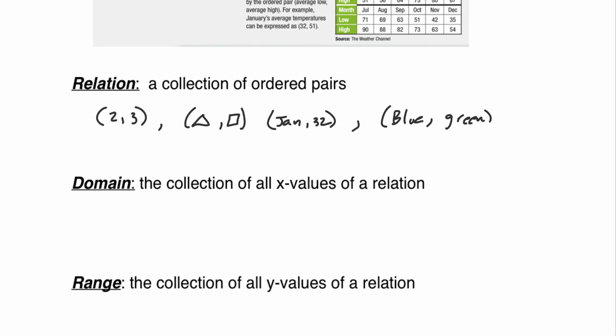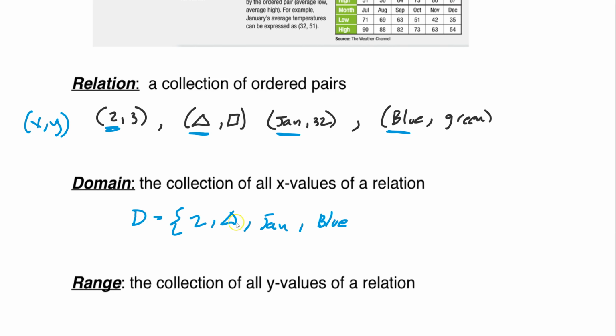Now the domain of the relation is just the x values of the relation. So here's my ordered pair, right? We generally consider it like an x and a y, and all the x values are the domain. So my domain here uses a little curly bracket, the collection: 2, triangle, January, and blue. That'll be my domain. I like to put an x there so I know it's the x values. The curly bracket just means it's like a list. So you're saying, hey, the domain is these items here, whereas parentheses say it's a relation, or this number to that number type of thing.